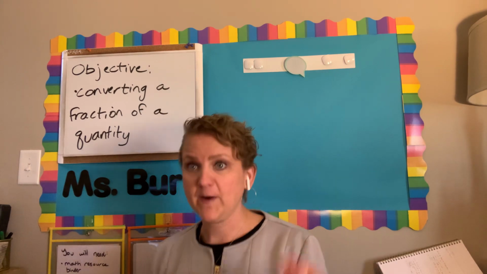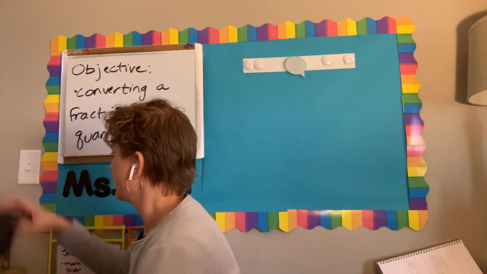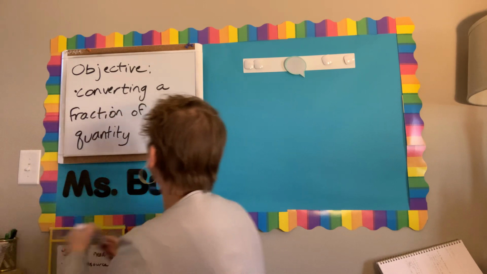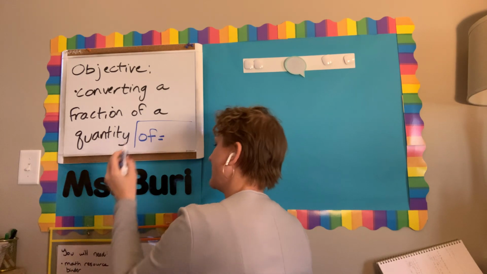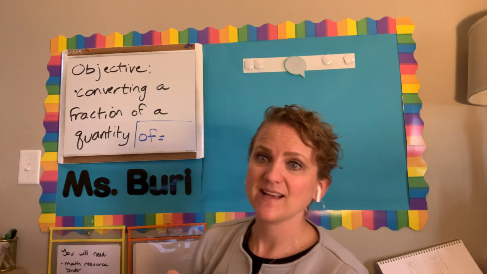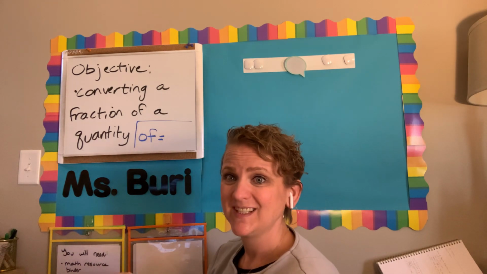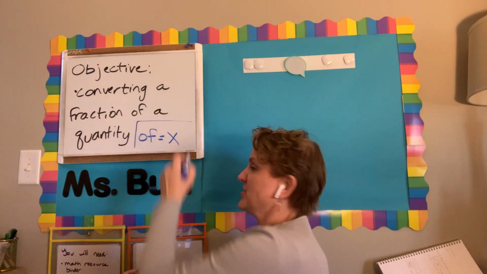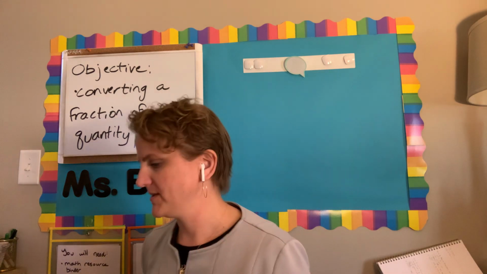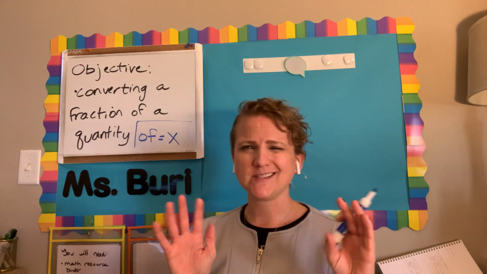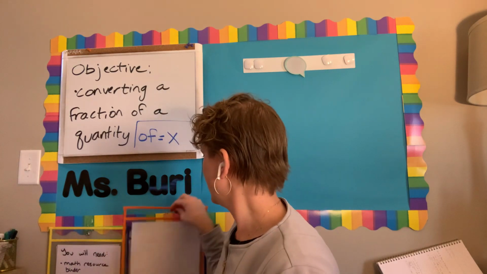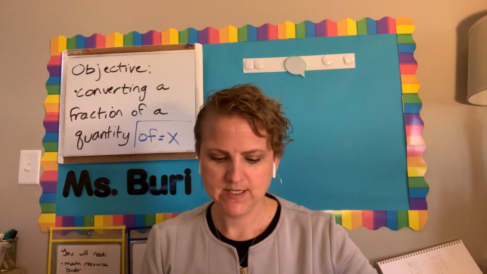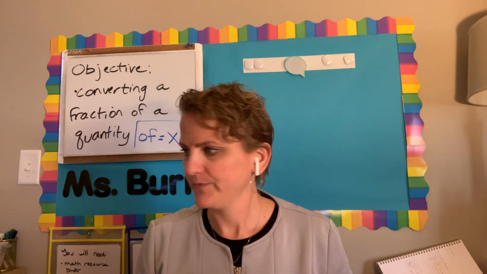So first thing I want to remind you of is this thing we talked about, this word of. Remember, when we're talking about math, of is the same as what? That's right, multiplication. So when we talk about of, we are multiplying. So the math of this is going to be kind of similar to what we've been working on the last couple of days, but there is going to be a new layer to it, okay?